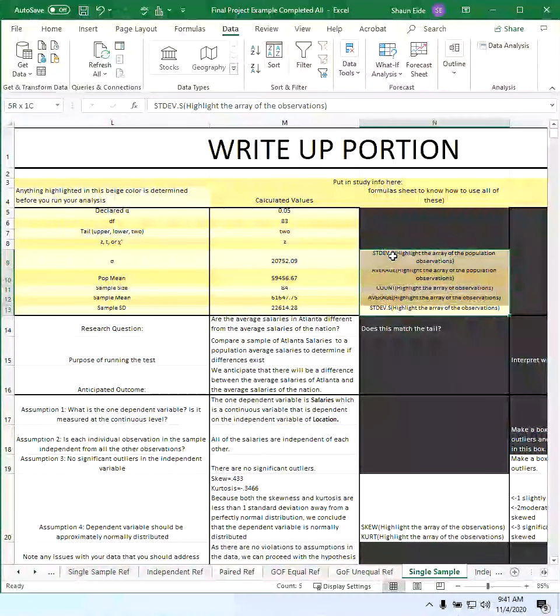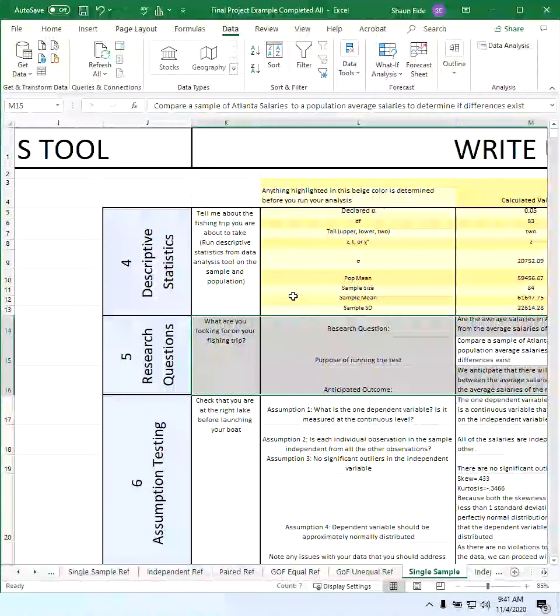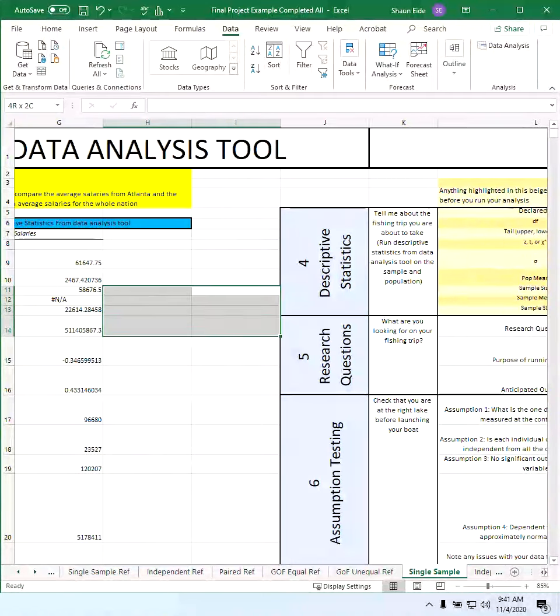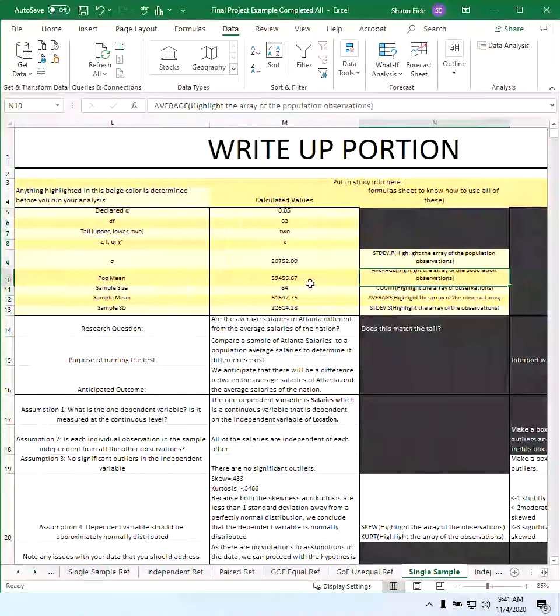And there are these fun little formulas right here that you can use. But like I said, you can also just grab it. Well, you can't get the population information from the descriptive statistics, but everything else you can just get straight from the descriptive statistics. So that's really great.